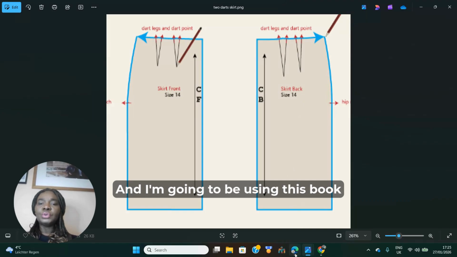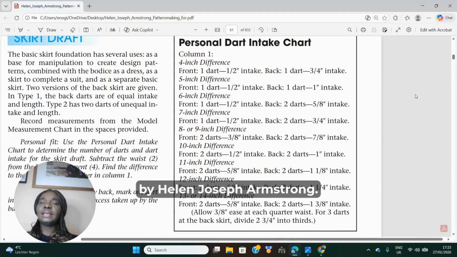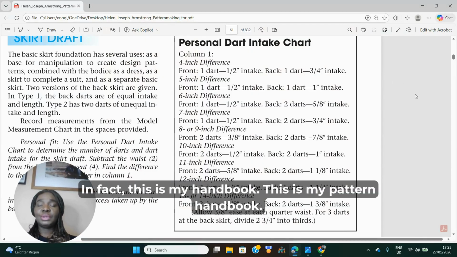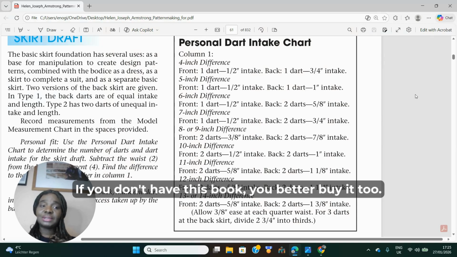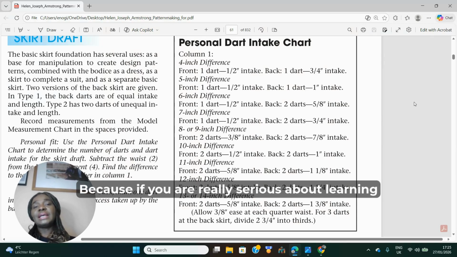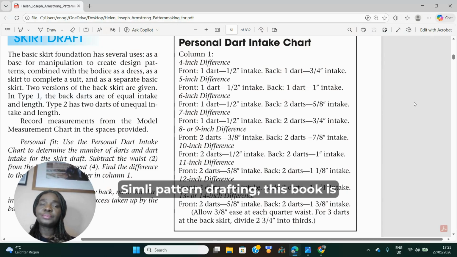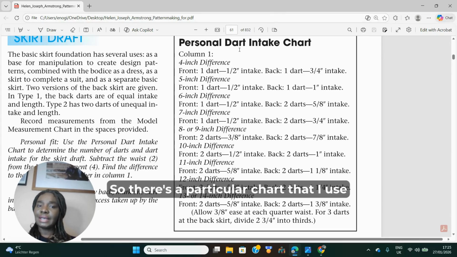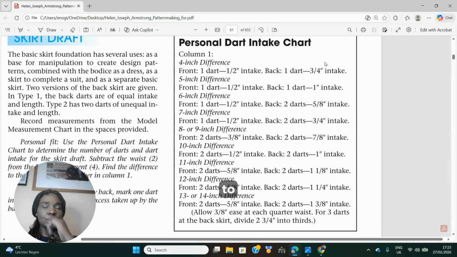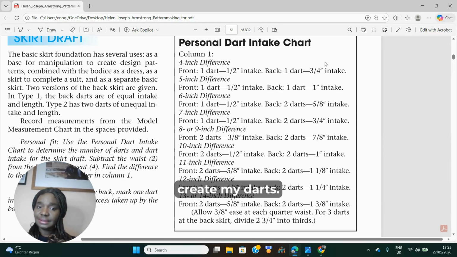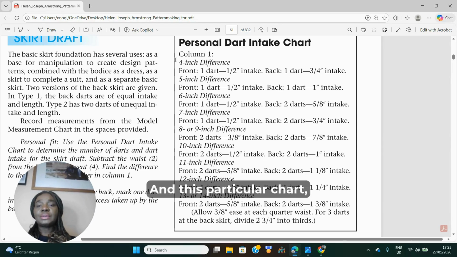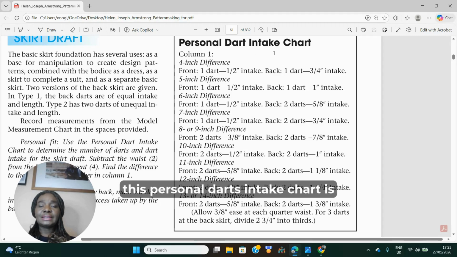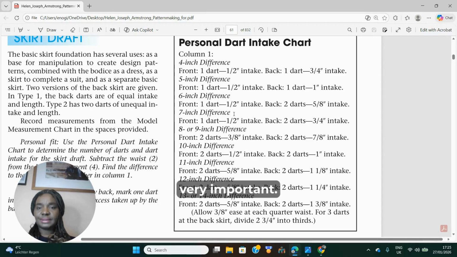And I'm going to be using this book by Helen Joseph Armstrong. In fact, this is my pattern handbook. If you don't have this book, you better buy it too. Because if you are really serious about learning CAD pattern drafting, this book is a pattern Bible. Let me just put it like that. So there's a particular chart that I use to create my darts, and this personal dart intake chart is very important.